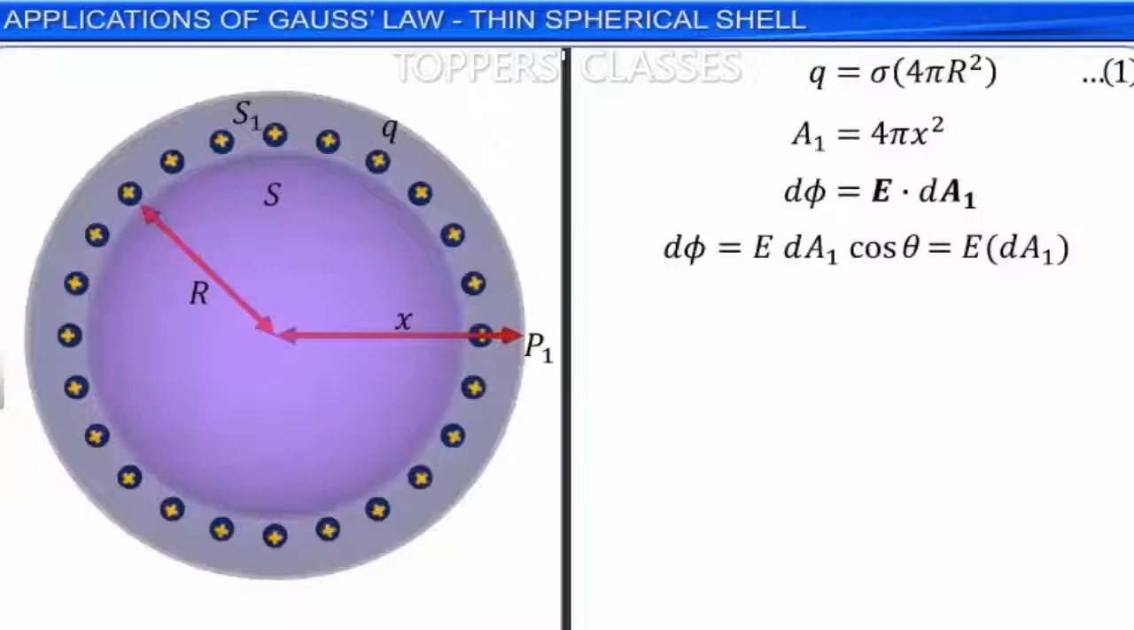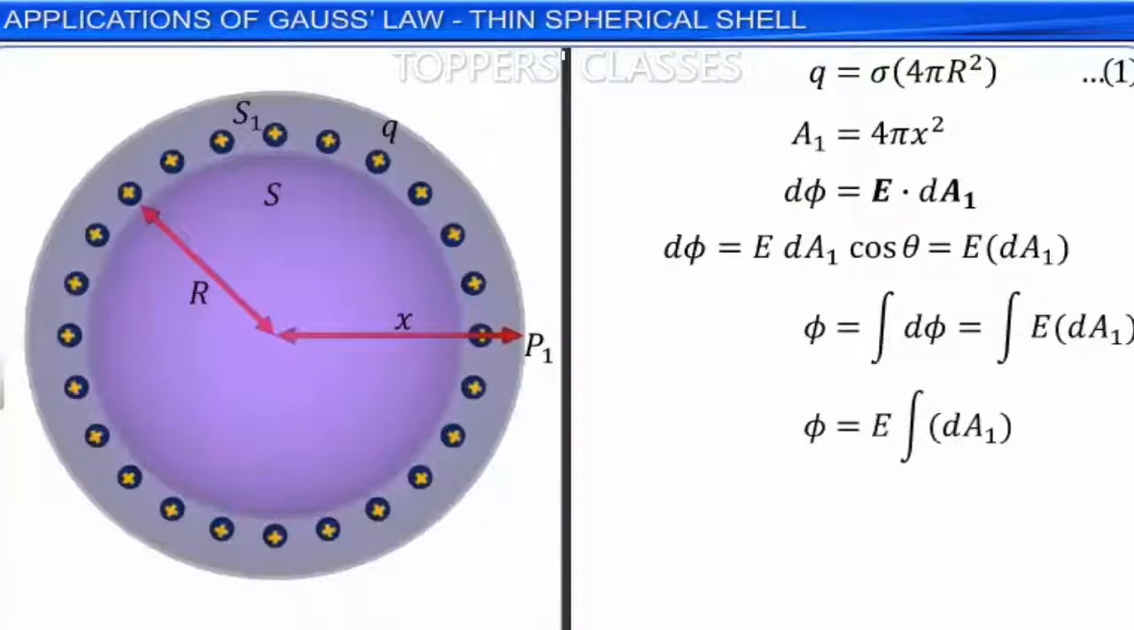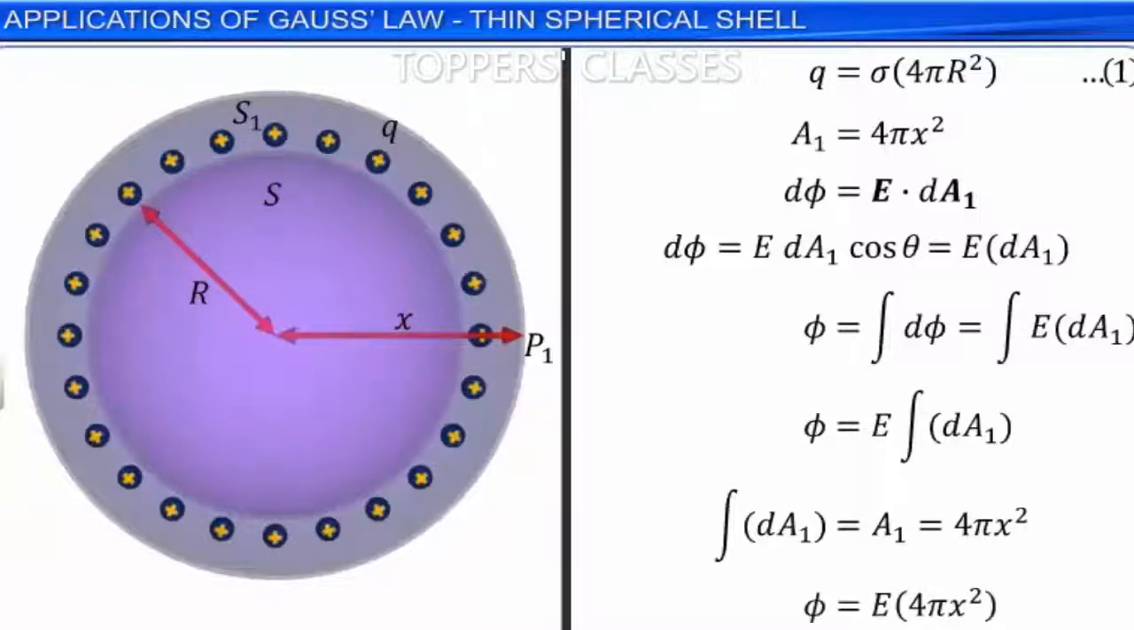The total electric flux phi is now equal to integral d phi, which is equal to integral E dA1. Since E is constant in magnitude for every point on the Gaussian surface S1, phi is equal to E into integral dA1. Now, integral dA1 is equal to A1, where A1 is the area of the imaginary Gaussian surface S1, which is equal to 4 pi x square. Therefore, total electric flux phi is equal to E into 4 pi x square. Let this be equation 2.